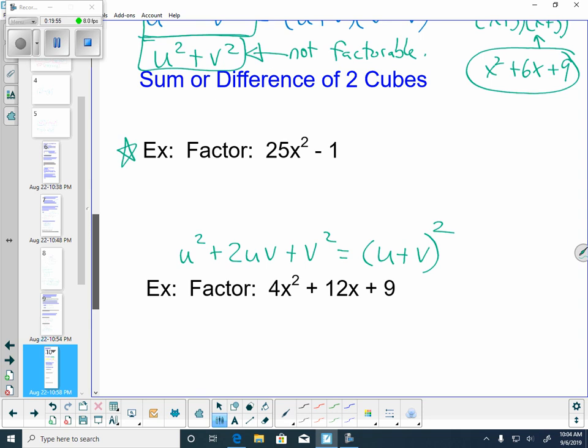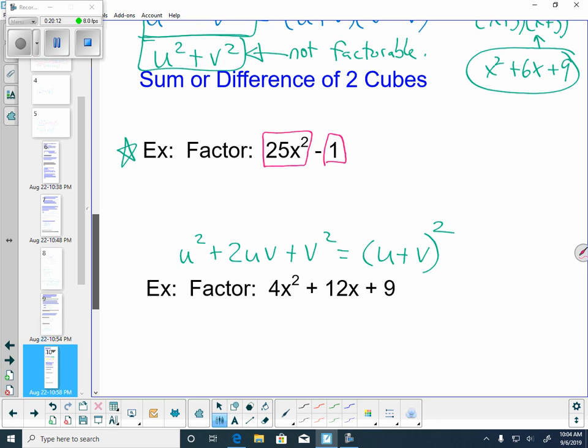Can we do this? Is 25x squared a perfect square? Yes. Is 1 a perfect square? Yes, it is. 1 squared is 1. All right, is there subtraction in between? Right, because it won't work with addition, but it will work with subtraction.